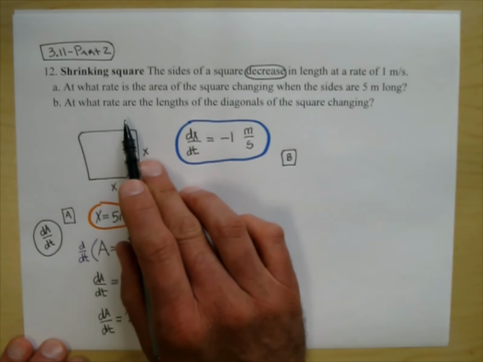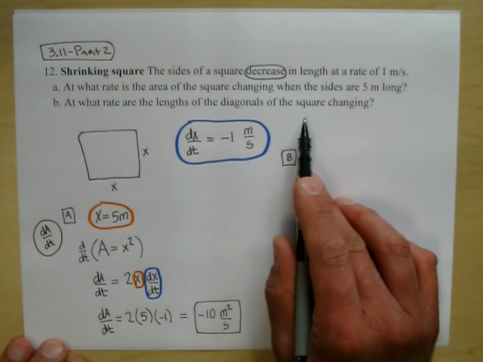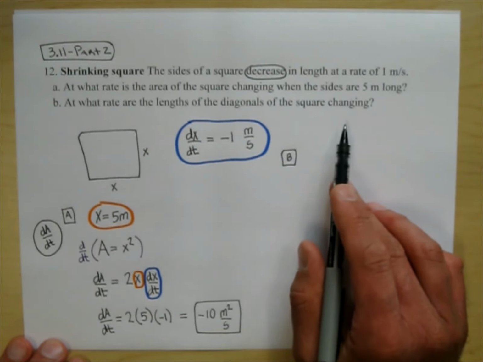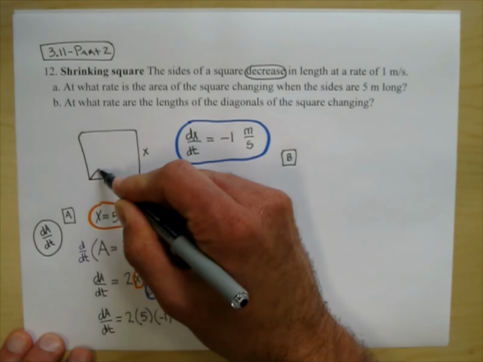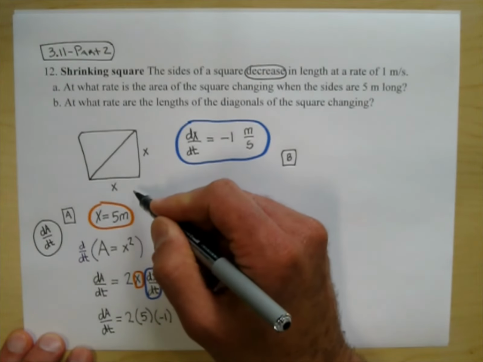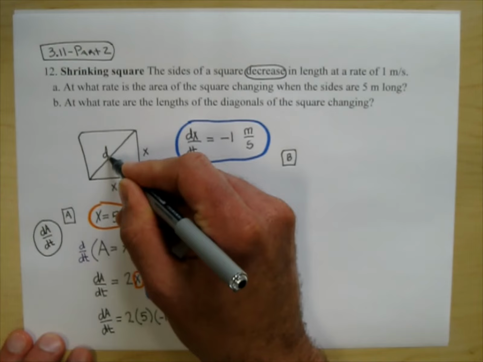At what rate are the lengths of the diagonals of the square changing? The length of the diagonal. So let's draw one of the diagonals. There are actually 2 diagonals of this square. The other one goes the other way. And I'm going to label that just some letter. I'll label it D for diagonal.